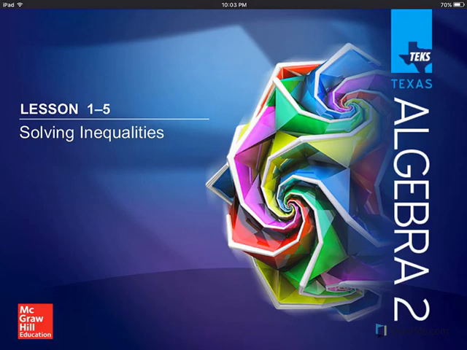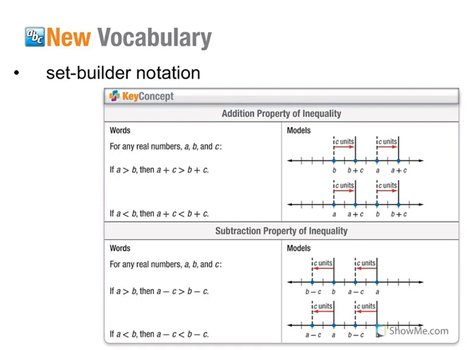Welcome to the tutorial over 1-5 Solving Inequalities. The new stuff you're going to learn about is set-builder notation, and let's talk a little bit about the addition property of inequality and the subtraction property of inequality.